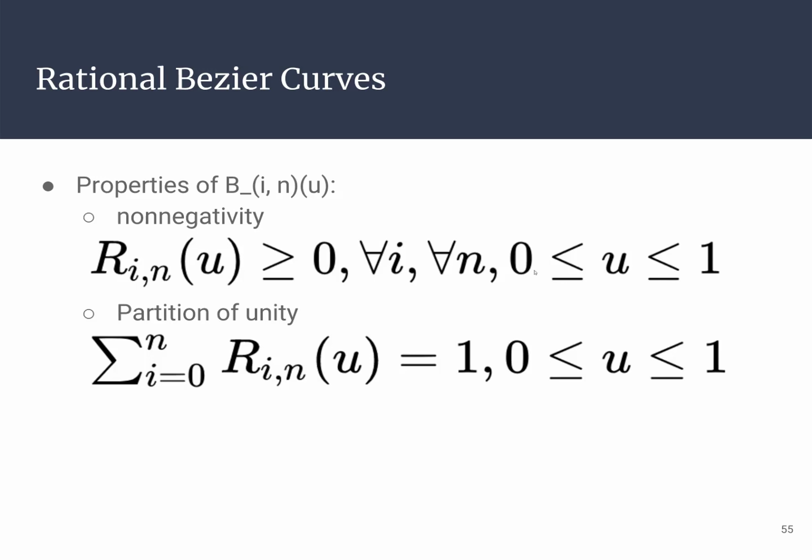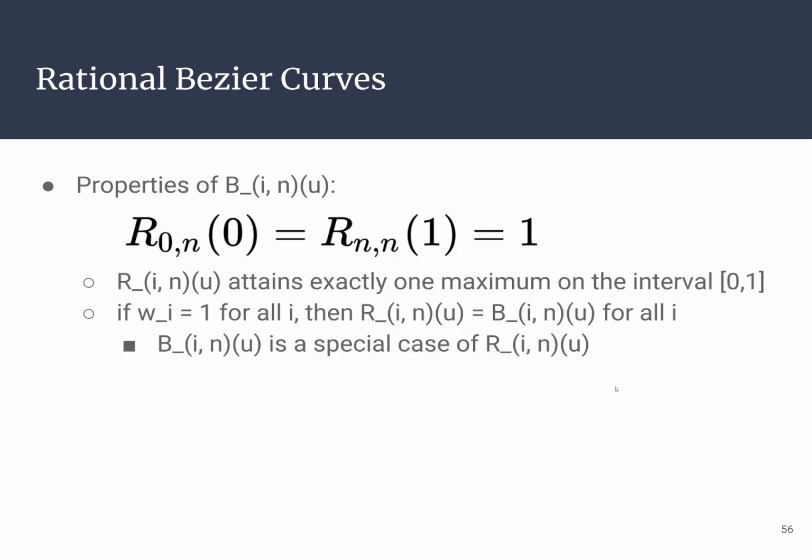Similar to the standard Bezier curves, the rational Bezier curves follow many of the same properties. For one, we have non-negativity, where the output of the rational basis functions will be greater than or equal to 0 for all i and all n, as well as u being bounded by 0 and 1. We have the partition of unity, where the sum of the rational basis functions from i equals 0 to n will equal 1, again between these bounds of 0 and 1 for u. With r sub 0 comma n of 0 and r sub n comma n of 1, both of these outputs are 1.